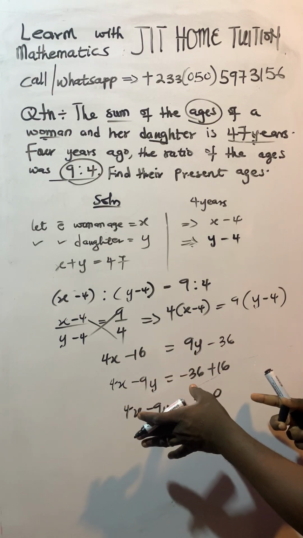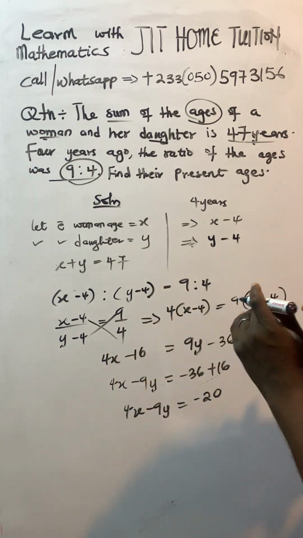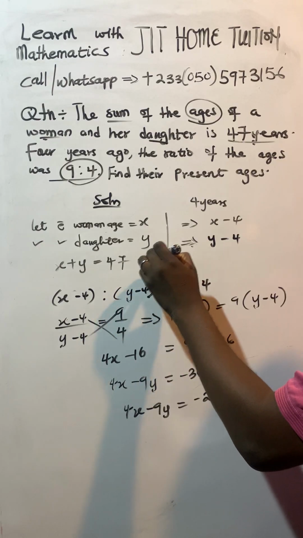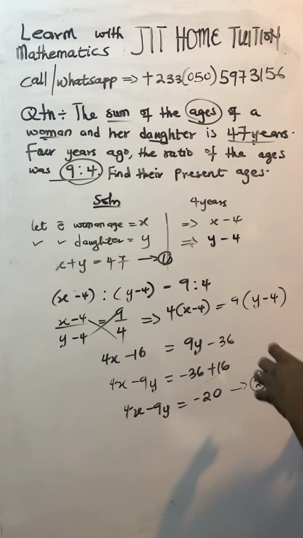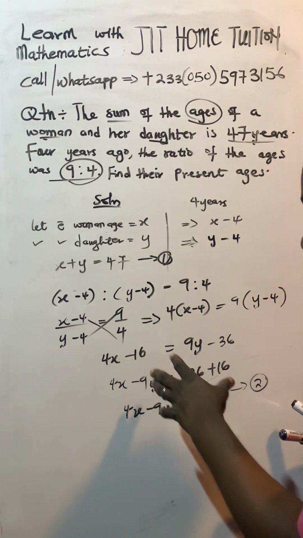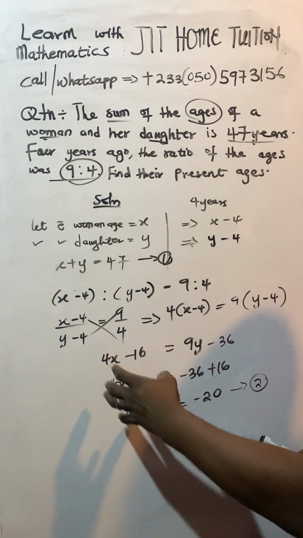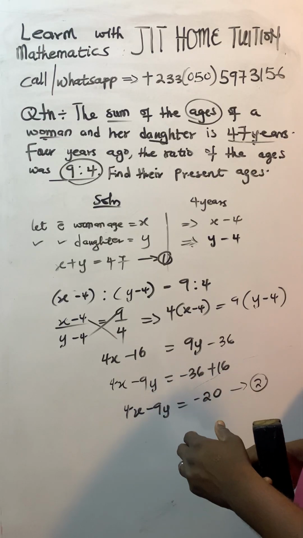So from what you have over here, you are having two different equations. That is, this is equation 1, and this becomes equation 2. So you'll be working with these two equations to get the values of x and y. And that is how you go about it.